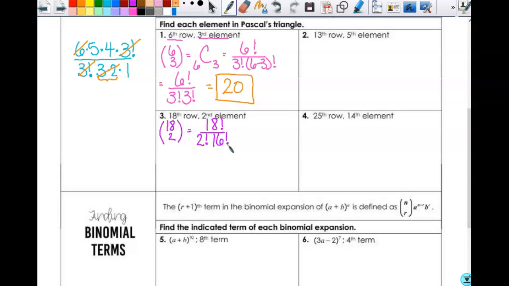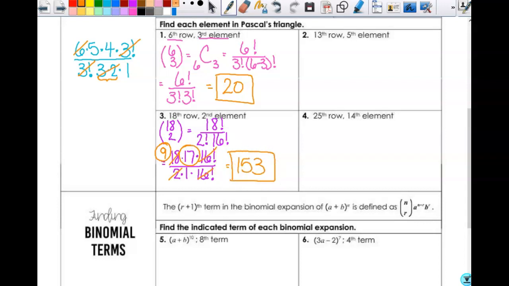So let's see how we can work this one out by hand. This is 18 times 17 times, and now I can stop at 16 factorial because I have 16 factorial down the bottom. And then 2 factorial is just 2 times 1, times 16 factorial. I can cancel these out. Then I can reduce the 2 with the 18 and make that 9. So I really just end up with 9 times 17, and 9 times 17 is 153.